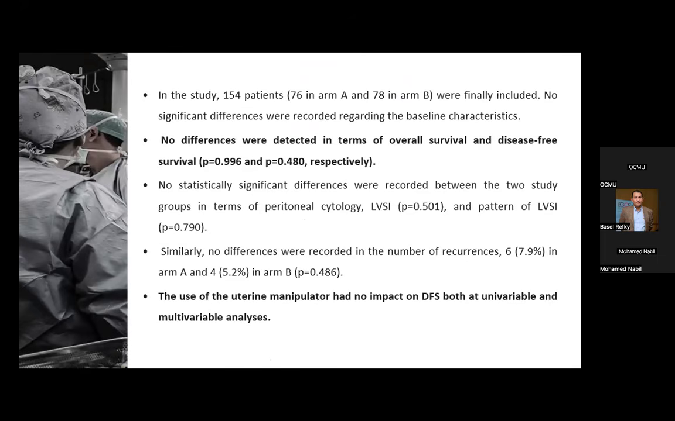No statistically significant differences were recorded between the two study groups in terms of peritoneal cytology, lymphovascular space invasion, and the pattern of lymphovascular space invasion. Similarly, no differences were recorded in the number of recurrences between both groups. They stated that the use of the uterine manipulator had no impact on disease-free survival, both at univariable and multivariable analysis.